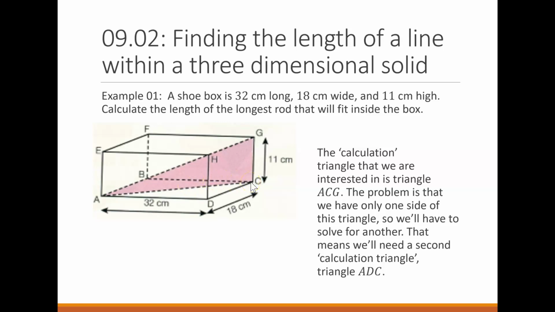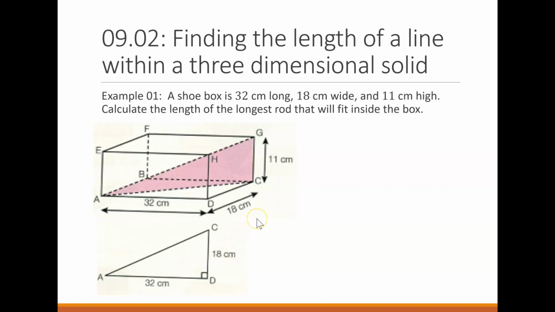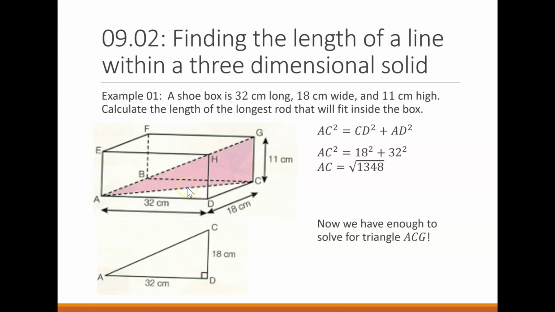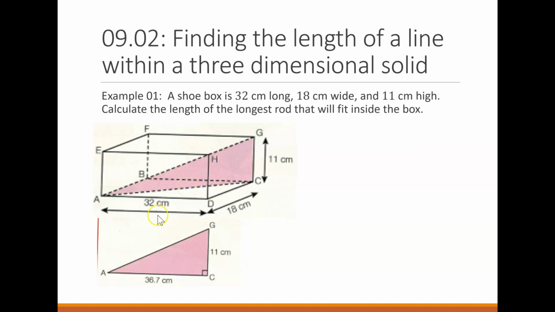Okay, so I'm going to make a second calculation triangle to find the length for AC. What calculation triangle would I do? ACD, yeah, so this one down here. To find AC, I use the Pythagorean theorem. I get the square root of 1348. I can then plug that value into my pink triangle. The square root of 1348 is 36.7. It was easier for me to put it as a decimal than to get the square root to go in.